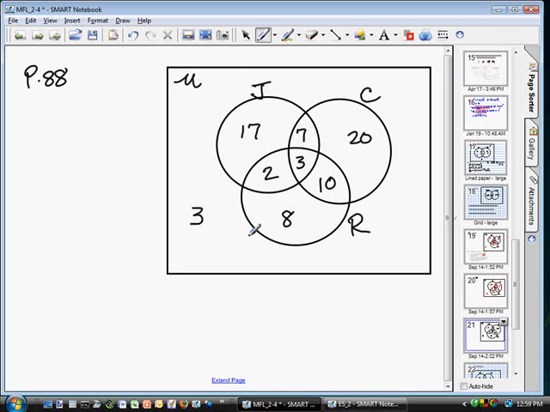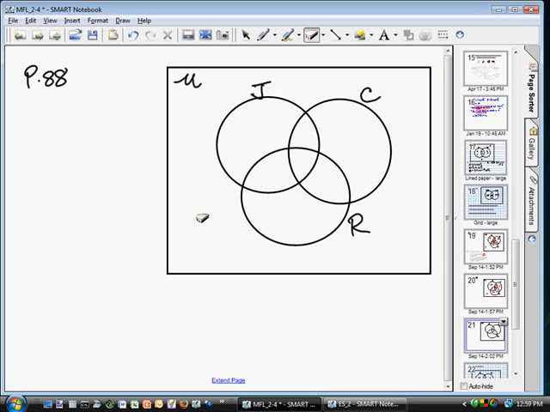Let's do this one on page 88. And let me erase again, just to give us one more. Okay, page 88, there's a survey about music. It says it's about jazz, rock, and classical. So I call jazz J, rock R, classical C. 3 circles again. Generally, these are all going to be about 3 sets.